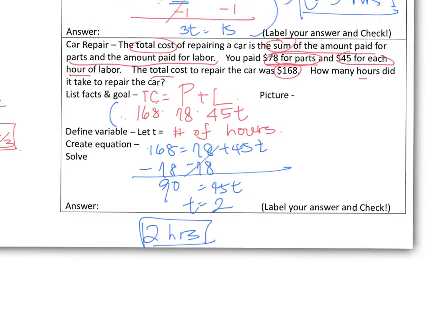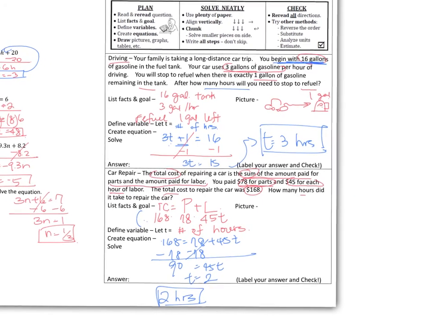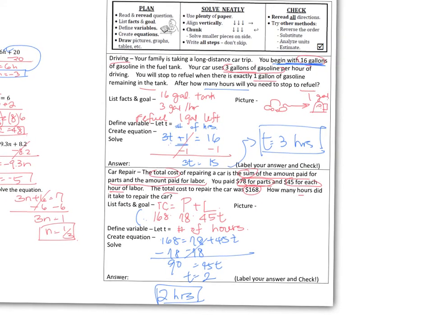As you can see, what I did here was break down the strategy I have for solving word problems. Here, I'm planning. I listed facts and goals, and in this case, I didn't need to draw a picture. Sometimes drawing a picture will help. And then I defined my variable. And after setting up my equation, I solved neatly vertically.